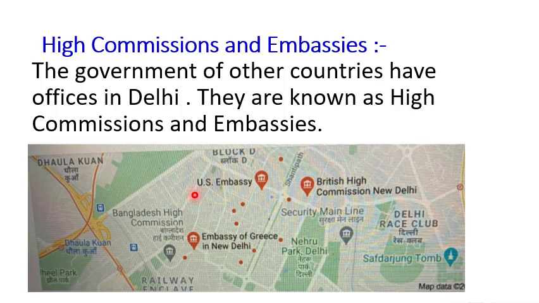You can see here US Embassy, Embassy of Greece in New Delhi. All these offices are located in New Delhi. British High Commission, New Delhi. Followed, children? These are the offices of high commissions and embassies. There are more than 100 offices of the other countries, which are known as high commissions and embassies.